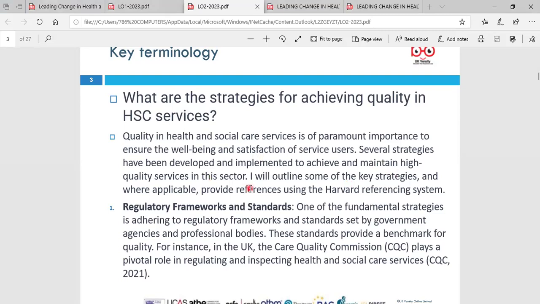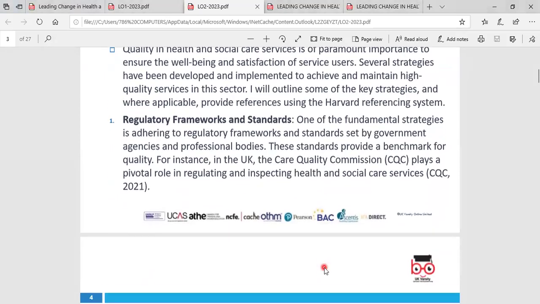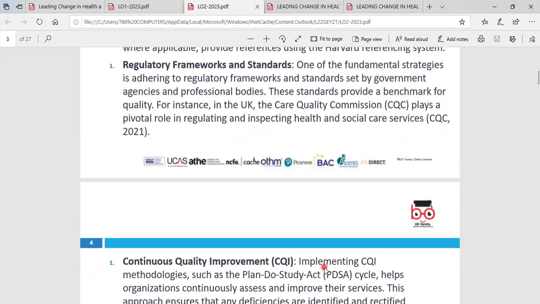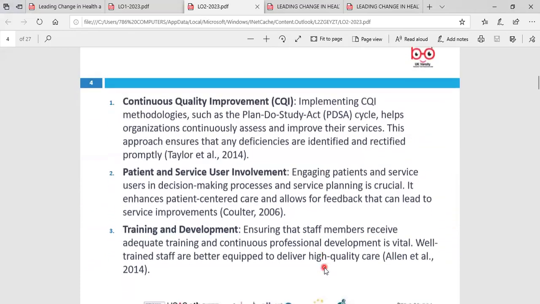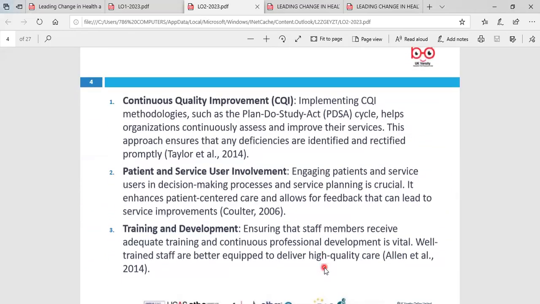So there are several strategies that have been developed and implemented in order to achieve and maintain high quality services. We'll talk about these. So there are certain regulatory frameworks. We've talked about these. For instance, in the UK, the CQC plays a pivotal role in regulating and inspecting, and it gives its reports and further changes that are expected in a timeline, and then they come back and assess again.